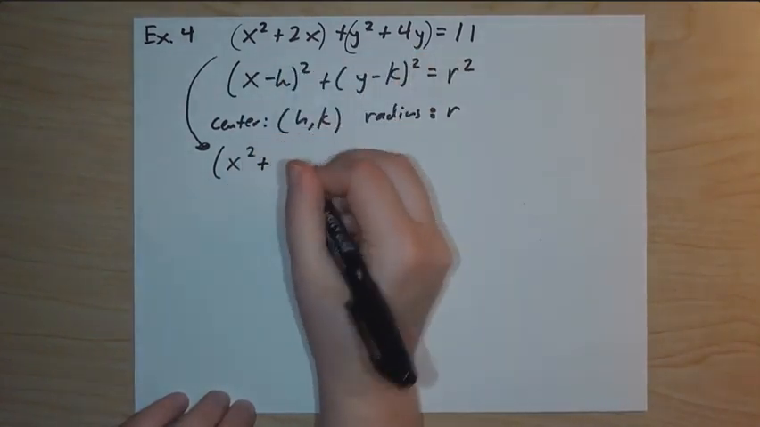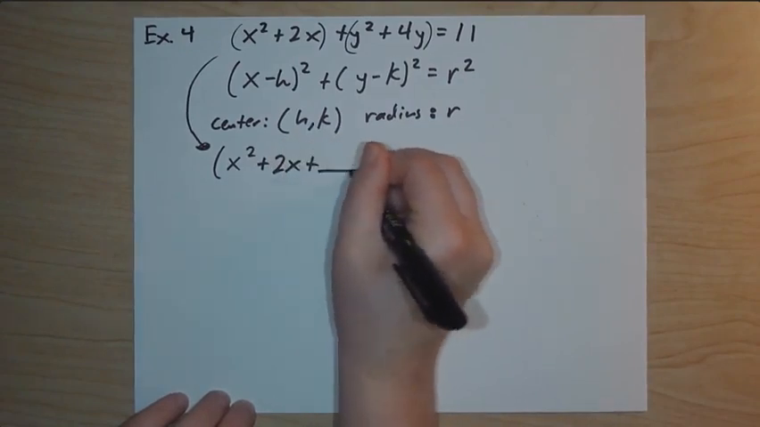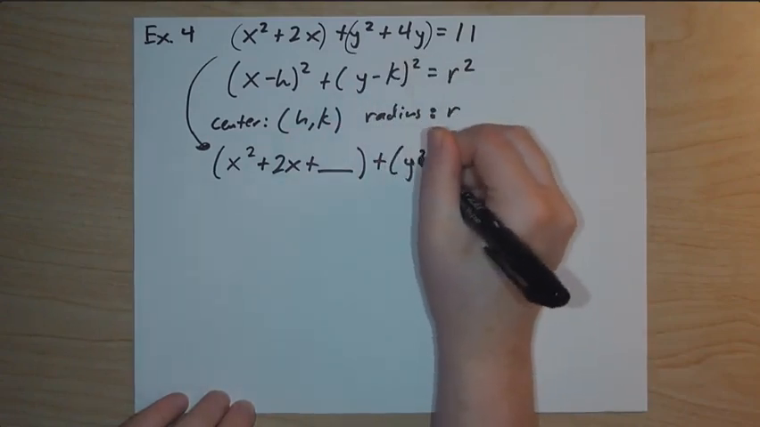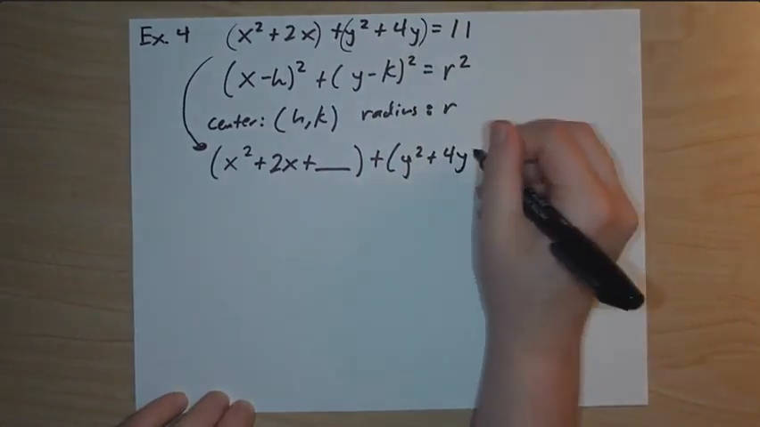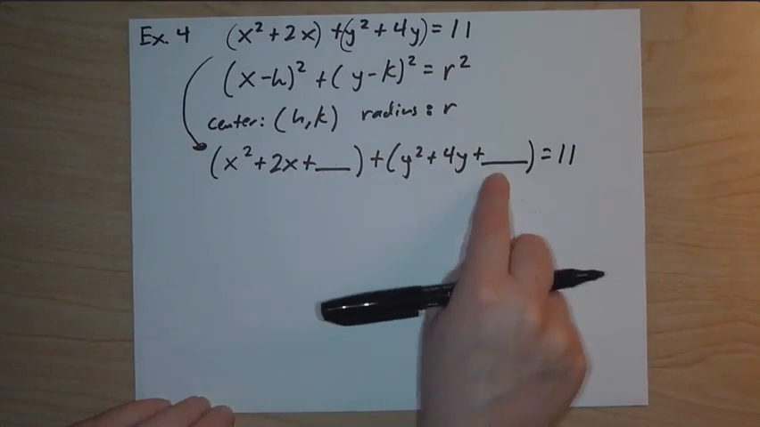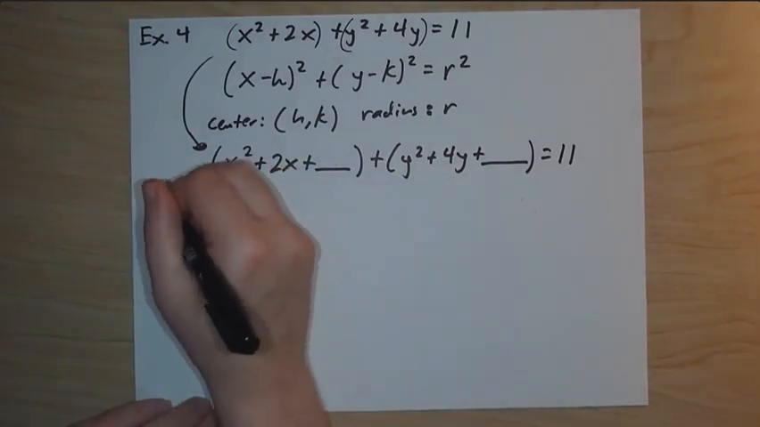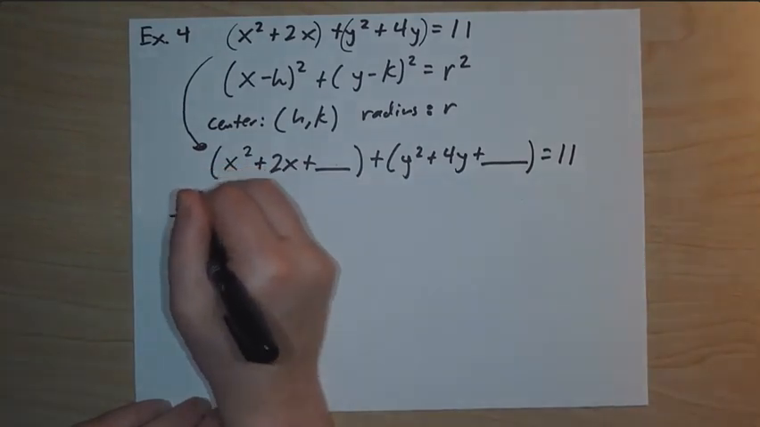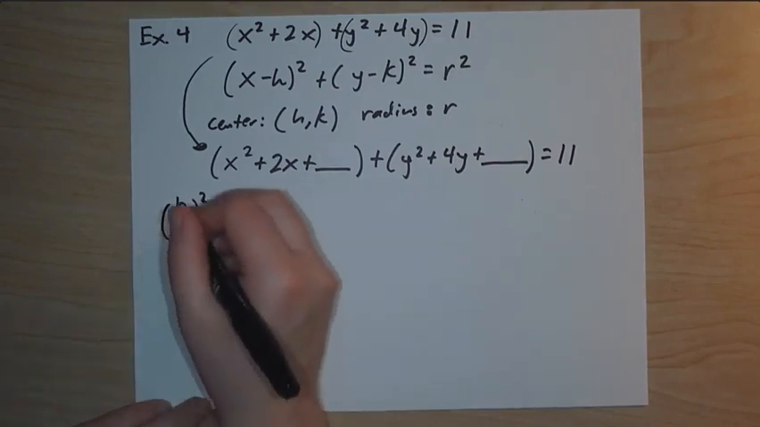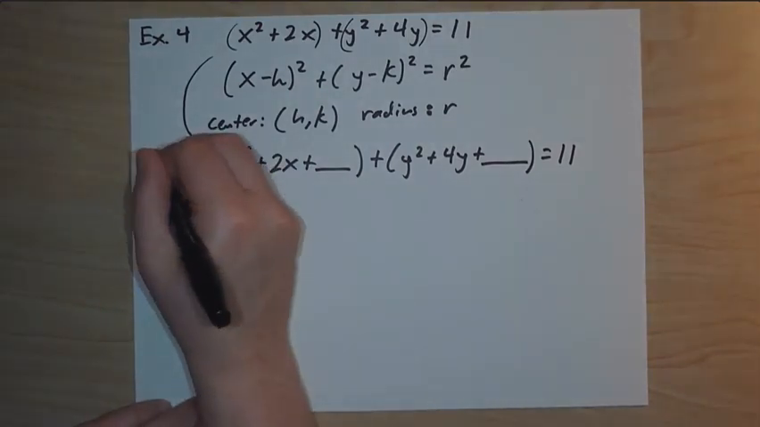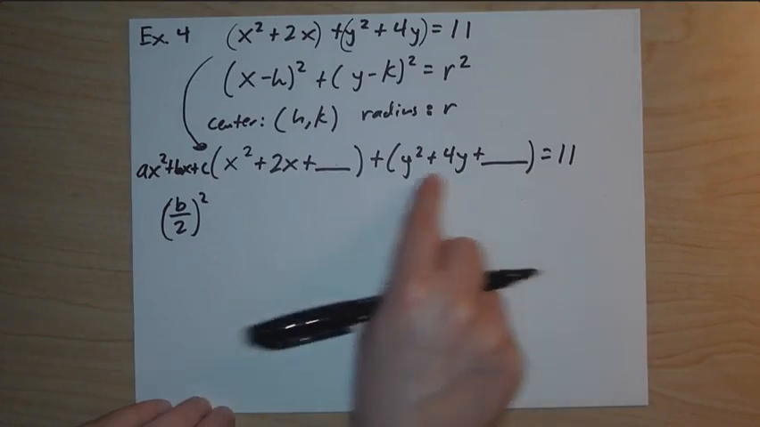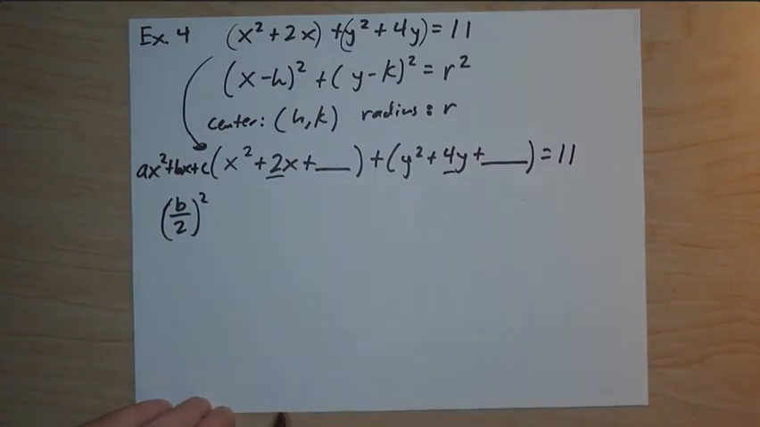So to do this, we're going to rewrite this as x squared plus 2x plus some number. We don't know what number that is yet. And we're going to do the same thing for our group of y's. This is y squared plus 4y plus some number we don't know yet is equal to 11. So to figure out what number goes here, we're going to use the formula (b divided by 2) squared. Now this b refers to the typical way that you see a polynomial, which is in the form ax squared plus bx plus c. So in each of these polynomials here, our b is 2 and 4 respectively.